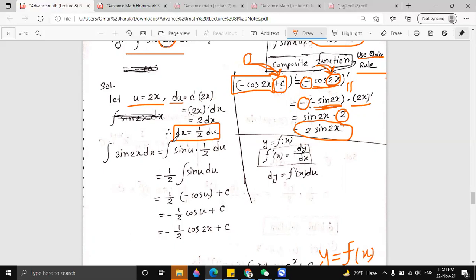If you don't understand this part, you cannot understand the next part. Can you explain again, brother? Can you explain it again? Yeah, of course.